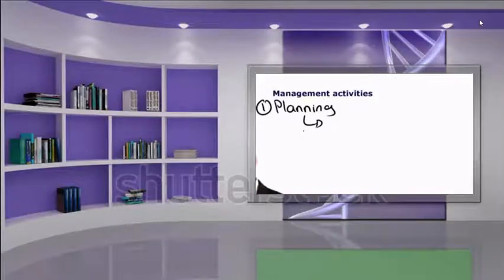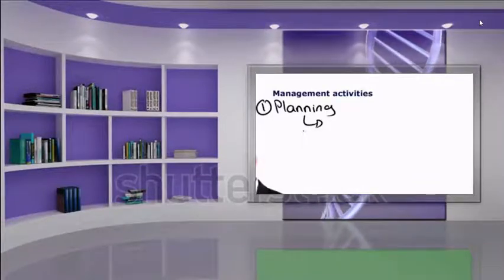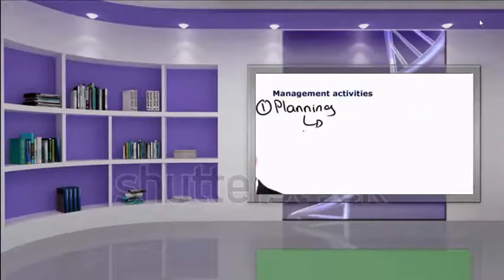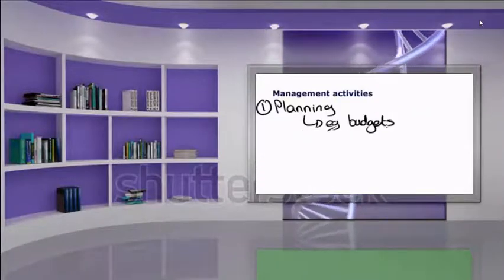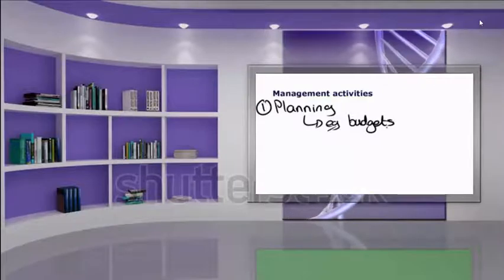a key part of the planning process we are going to see within the F2 syllabus is budgets. So at the start of the year, thinking about what do we think our costs will be for the coming year? What do we think our sales revenue is going to be for the coming year? How many employees do we need to achieve our targets? And so on. They are all planning activities.